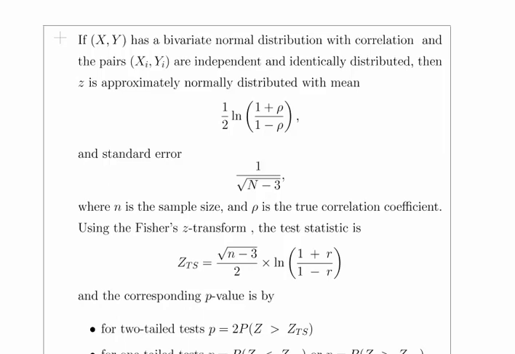So there's essentially a bunch of stuff there to look at. This is the key thing here. There's a lot of theory going on in this. So essentially the test statistic is here, and it's a Z random variable, a standard normal random variable. So the test statistic is square root of n minus 3 divided by 2 times the log of 1 plus r, where r is the observed value, divided by 1 minus r. So what we have to do here is try and figure out what r is.